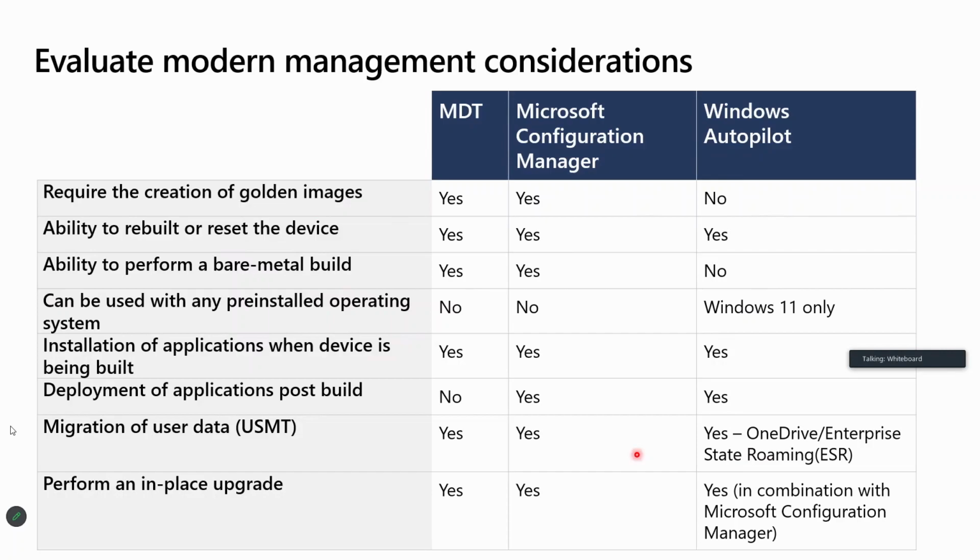Use the state migration tool. Works with the traditional method, not with Windows Autopilot, but if we're using OneDrive and Enterprise State Roaming, we might minimize the amount of data that needs to be migrated. And performing an in-place upgrade, yes, no, unless we're using Microsoft Config Manager to go and upgrade it from 7 or 8.1 to Windows 10, Windows 11, and then run our Autopilot, as we mentioned earlier on.